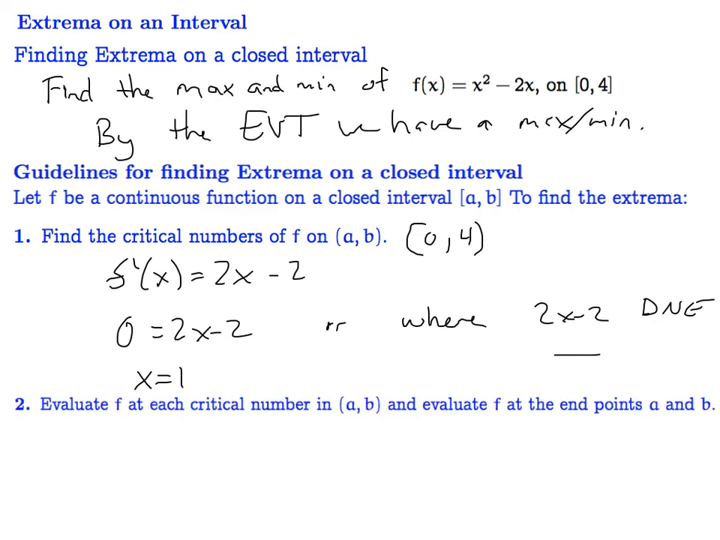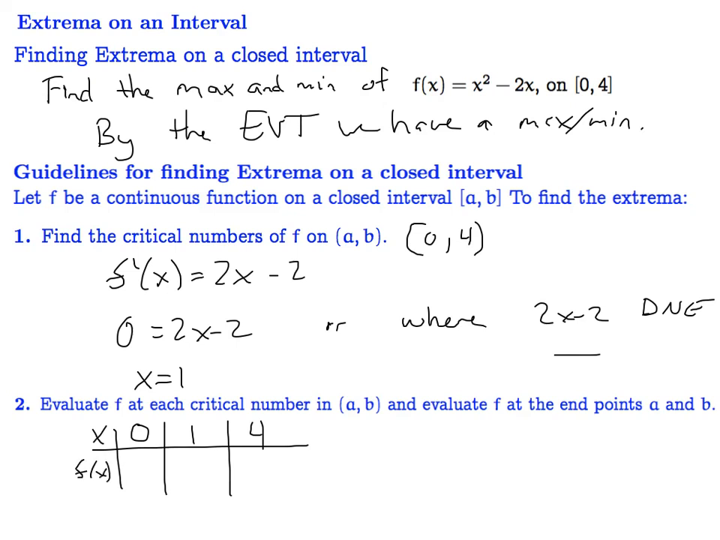So the next step is to evaluate our function at any of these critical numbers and our endpoints. What I like to do is make a little table, and I'll put my endpoints in. So I've got my endpoint at 0, I've got a critical number at 1, and I've got my endpoint at 4. So these are my x values.